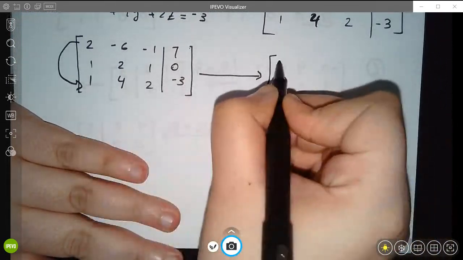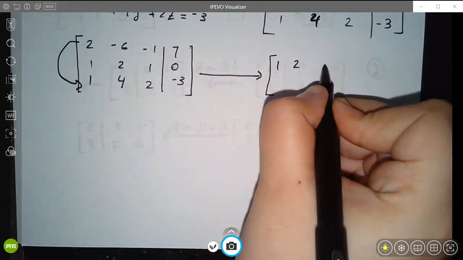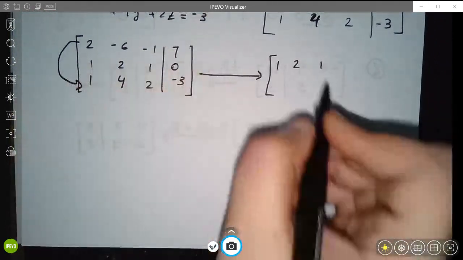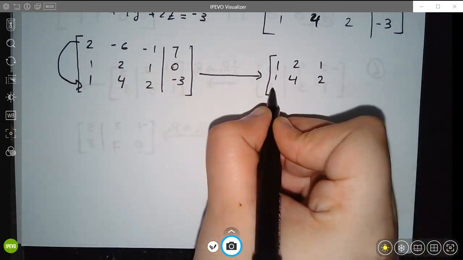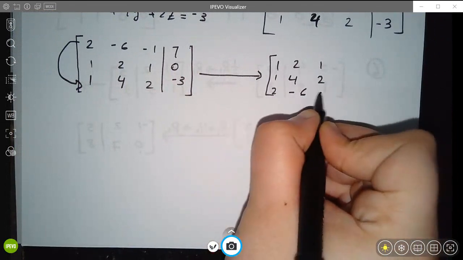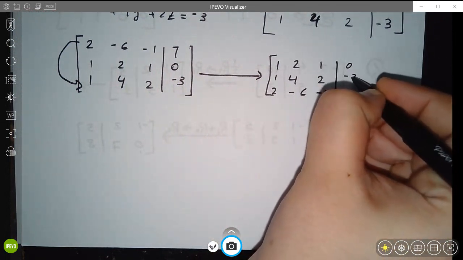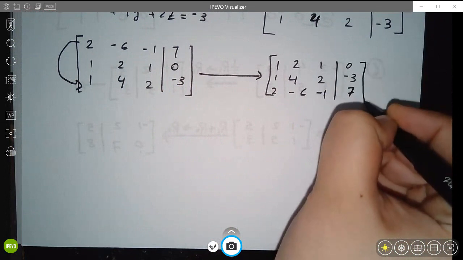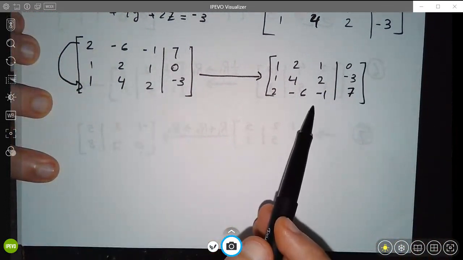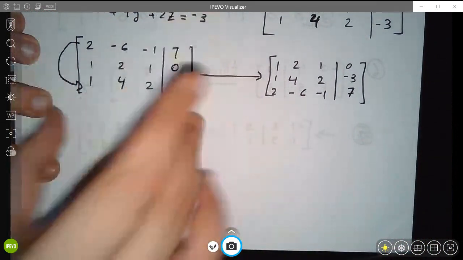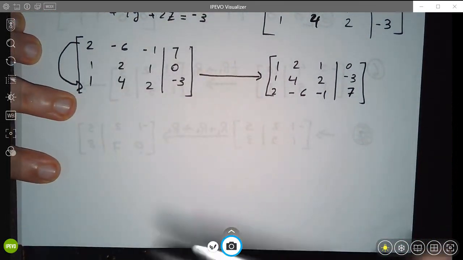We have 1, 2, 1, choose this row, 1, 4, 2, and then 2, negative 6, negative 1, 0, negative 3, 7. You saw what happened there? First row is now the third. Grabbed it, put it all the way at the bottom. Okay?